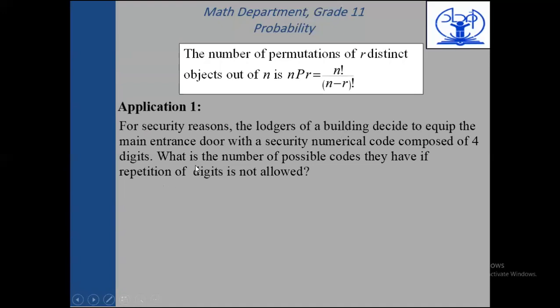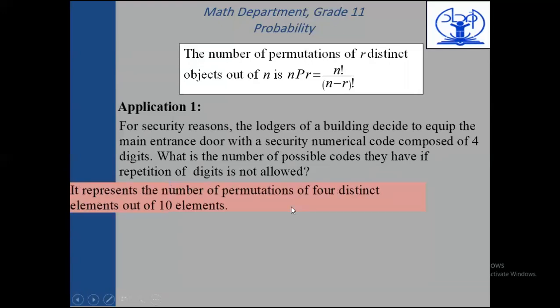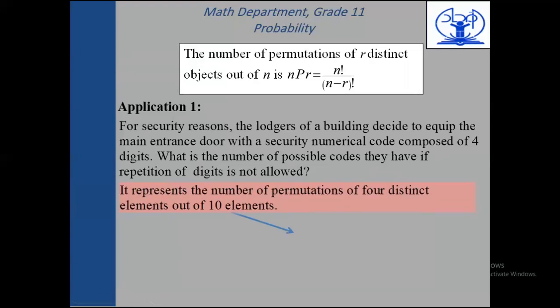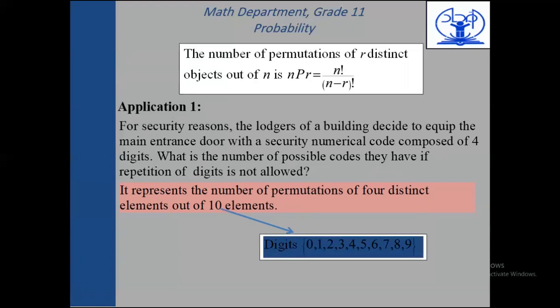For security reasons, the lodgers of a building decide to equip the main entrance door with a security numerical code composed of 4 digits. What is the number of possible codes they can form if repetition of digits is not allowed? This is very important, when I tell you if repetition is allowed or not allowed. If repetition is allowed, the code could be 9955, which is a different situation. As you know, how many digits do you have in general? You have 10 digits, because the digits are 0, 1, 2, up to 9.